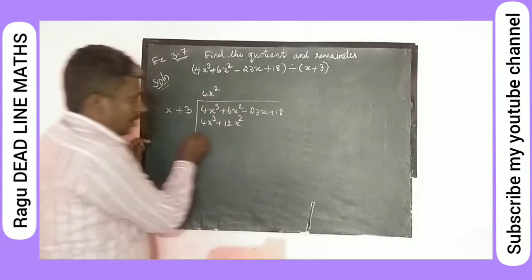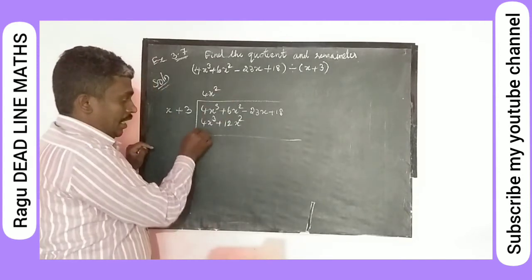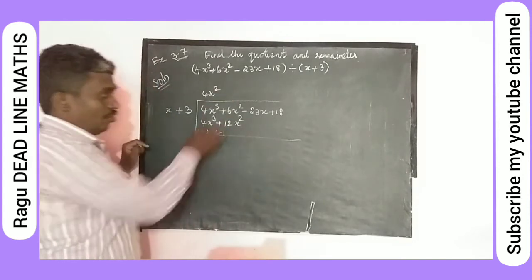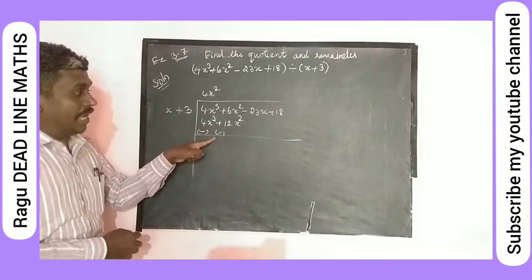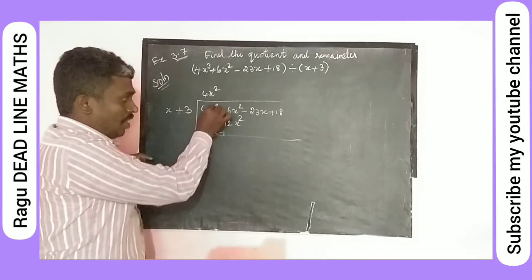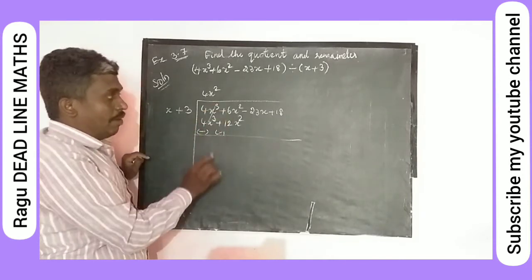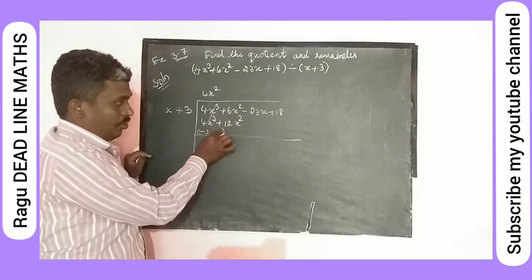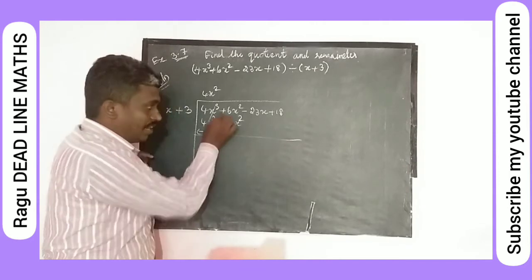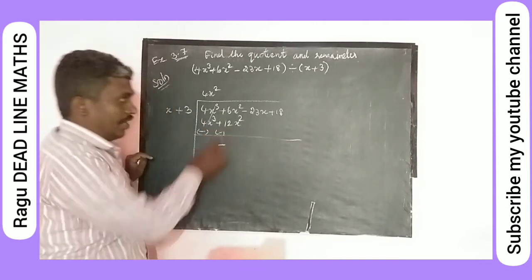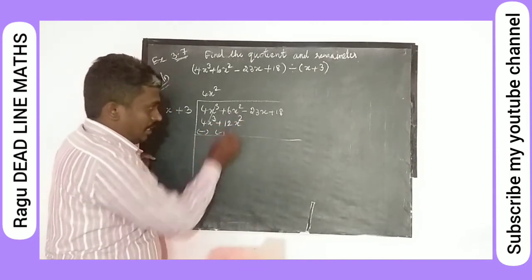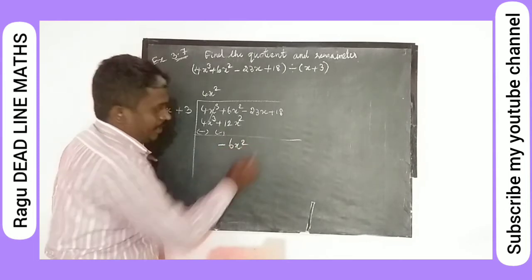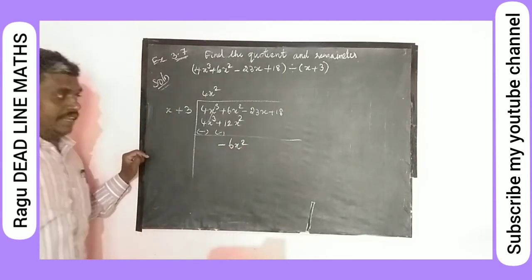Next we will go for the subtraction. Subtraction means we change the signs in the algebraic expression. So the 4x power 3 will be cancelled. Now one is positive and the other is negative, so we subtract and take the sign of the bigger number. So minus 6x square.